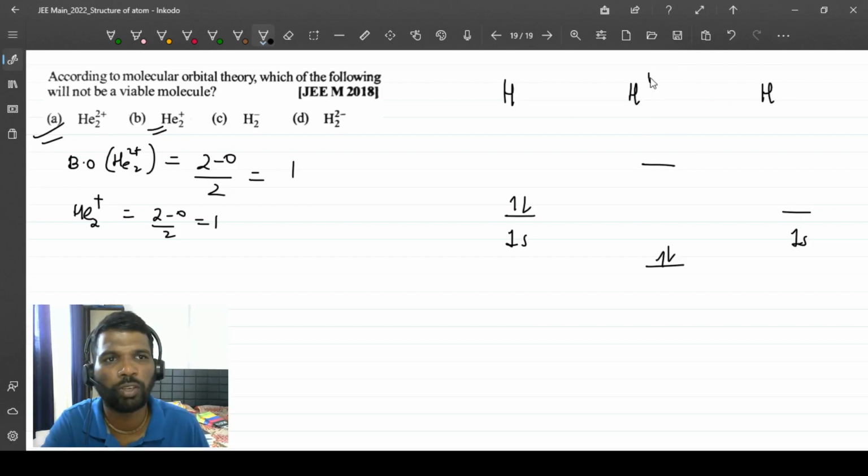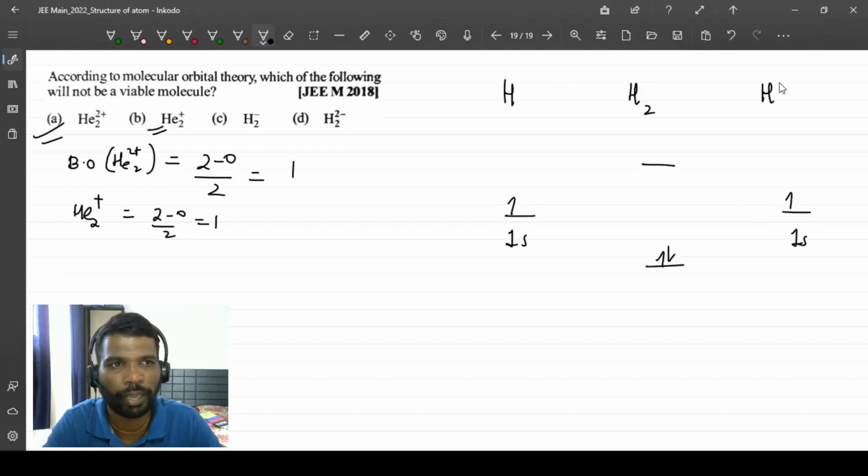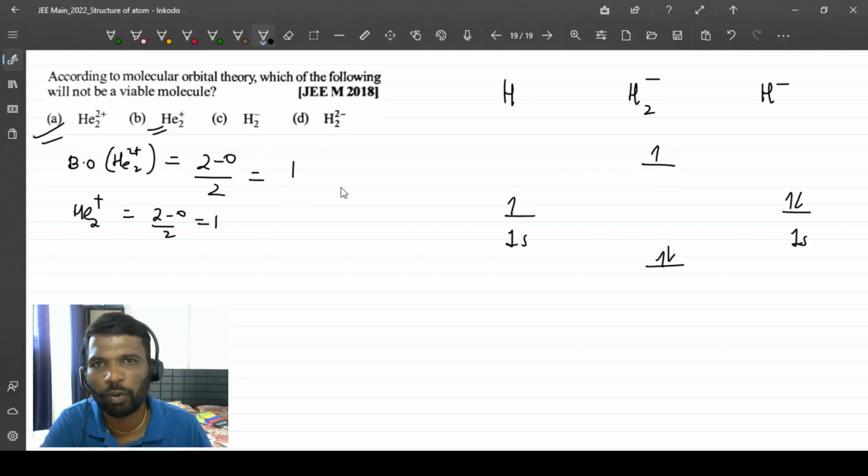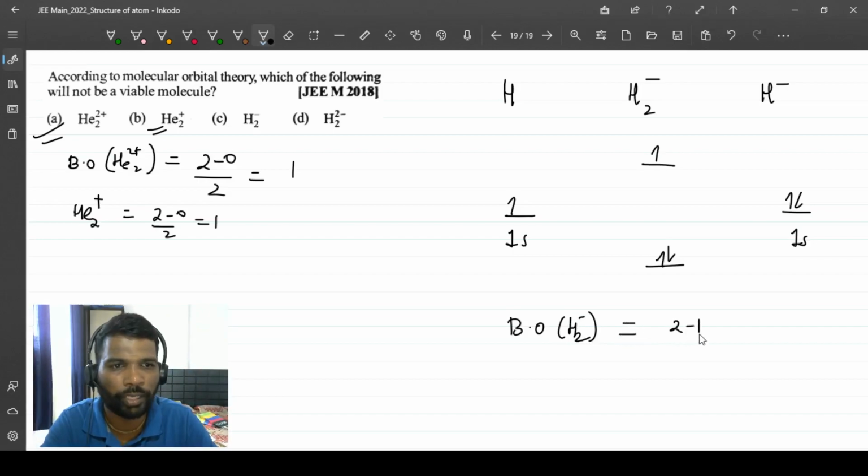Like the hydrogen molecule, if it is existing, then it is this, and this. Right? Hydrogen minus means one extra electron, and one electron over here. If I want to find the bond order of hydrogen 2 minus, it will be 2 minus 1 divided by 2, which is equal to 0.5. That is the bond order.